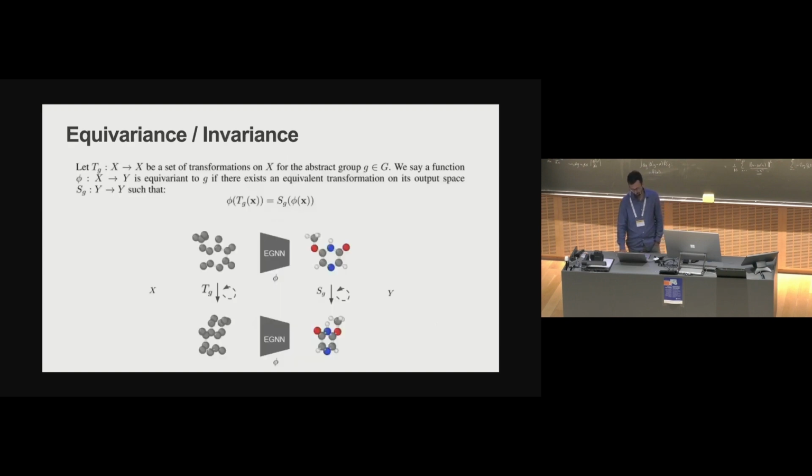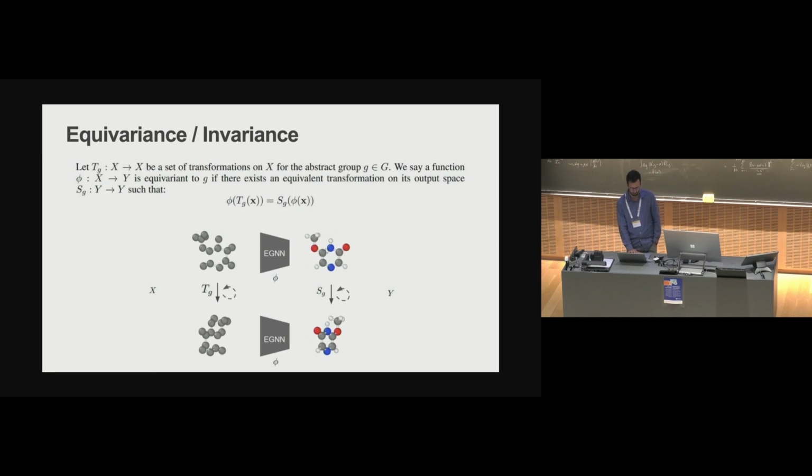Technically, we can define equivariance such that if we have a function and then we have a transformation, we obtain the same result if first we apply the function to the sample that we have, and then the transformation, as if first we apply the transformation and then the function. So this is just a basic diagram here.